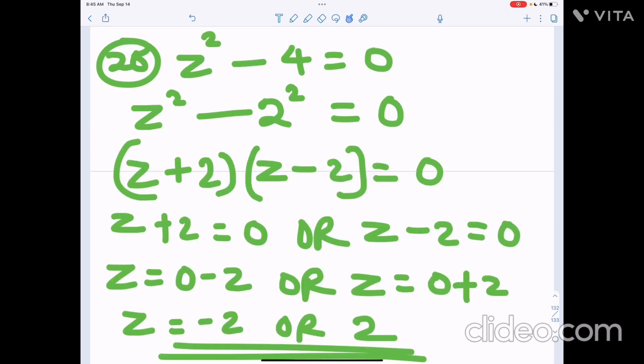Alright, let's do the last question. z squared minus 4 is equal to 0. I can actually change this to z squared minus 2 squared is equal to 0. This now forms a difference of 2 squares. You understand? So we factorize into (z plus 2)(z minus 2) is 0. So z plus 2 is 0, or z minus 2 is 0.